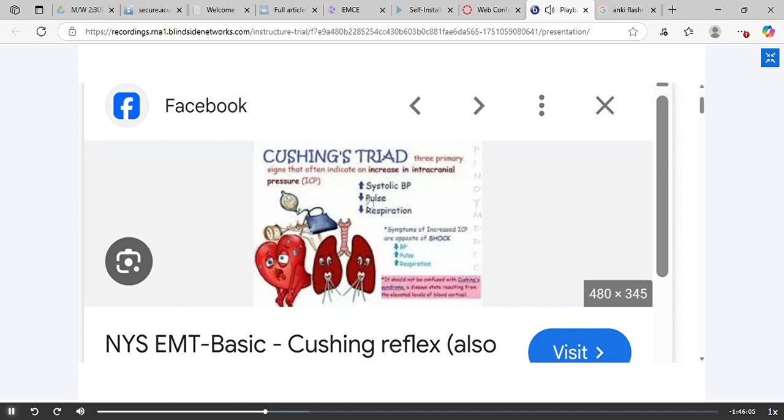So this little illustration right here says an increase in systolic BP, and that's true because it's hypertension, but it's only in the systolic. The diastolic stays normal, and that's where we get our widening pulse pressures. The pulse itself is bradycardia, right? So it's going to be a low pulse. And then the respirations are going to be irregular respirations, okay? Up or down, but irregular respirations.